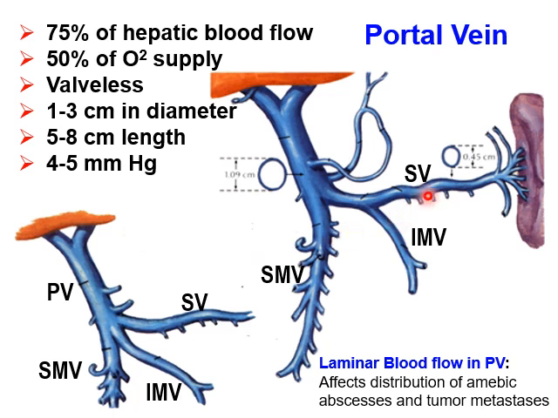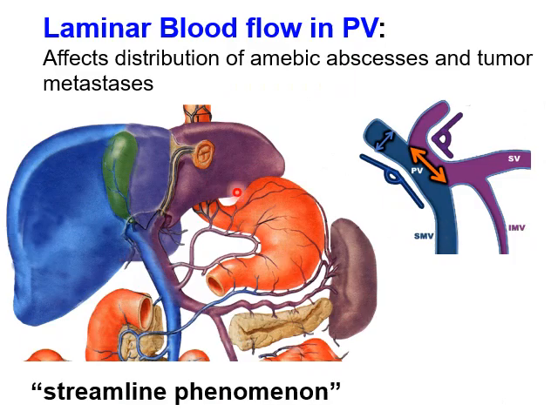The portal vein is formed behind the neck of the pancreas by the union of the splenic vein and superior mesenteric vein. It receives the left and right gastric veins and the cystic vein from the gallbladder, and then enters into the hepatic hilum. The blood flow in the portal vein has stream-like phenomena, or has a laminar flow.